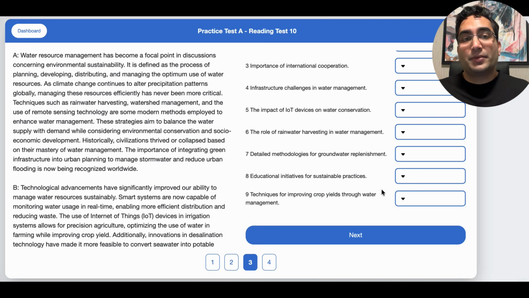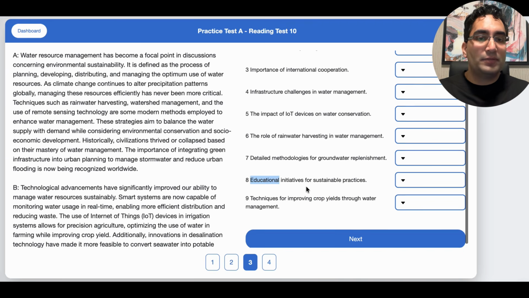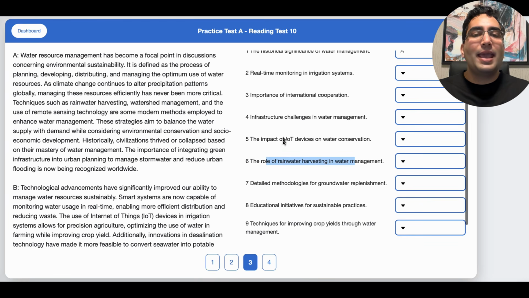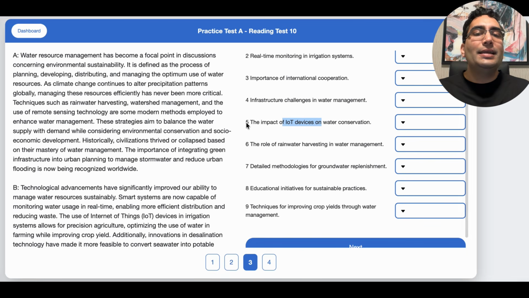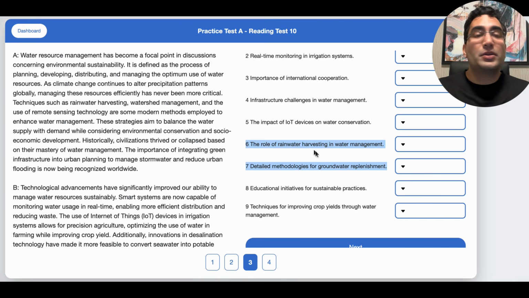Now, here's the magic. We know there was nothing about crop yields mentioned here in paragraph A, nothing about educational initiatives. This one we'll kind of read again because I'm not sure. This one, there was something about rainwater, we'll see that. And this one, IoT devices, was not mentioned either. So when I say we look at 5 to 9, we have a pretty good idea of what we can eliminate. Essentially, I'm just looking at 2 things that I think were mentioned. And now I will read it again, but I'm just looking at 2 things.